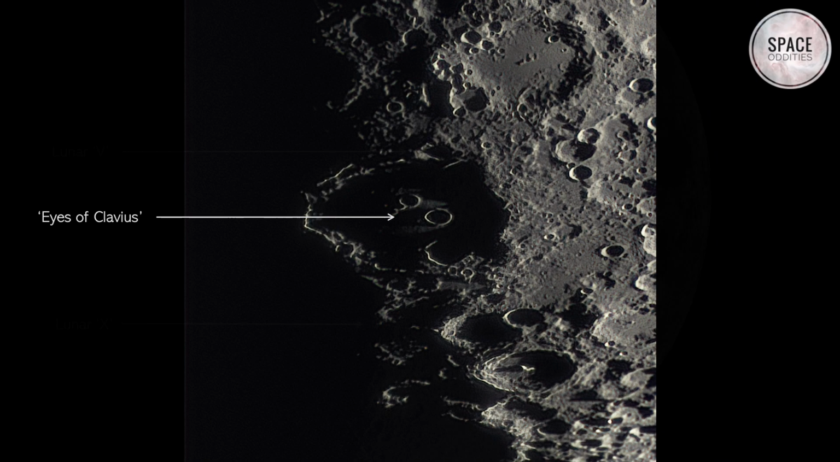And this one is called the eyes of Clavius. And this is quite interesting, where you just get the rims of the craters inside Clavius just illuminated enough to get just the top of the rims of the craters. And that is all I'm going to say about that.